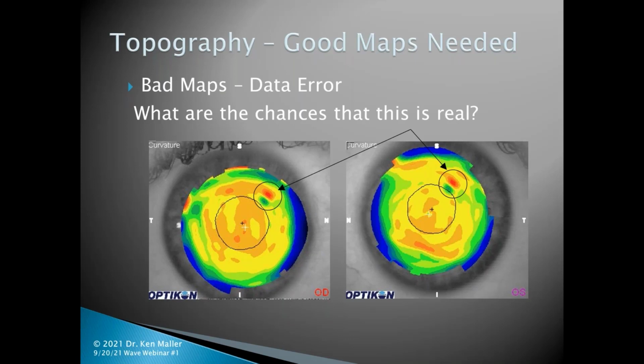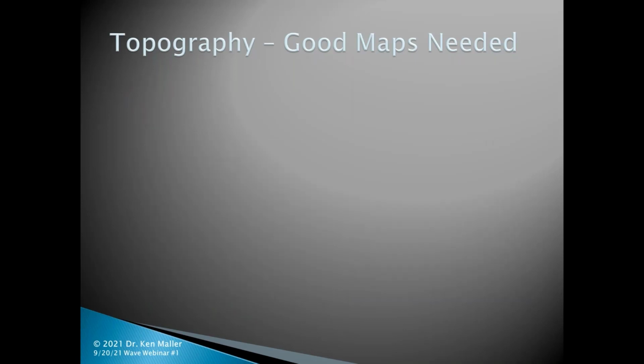Notice how this right and left eye have the exact same little blip, steep and flat zone in the exact same location. I guarantee you where this came from was probably a piece of dirt or something on the calibration sphere for this particular calibration that was done, and that has now translated into all the maps. So you have to be very, very discriminating when you're taking a look at these maps and looking for the data and making sure that the data all makes good sense.